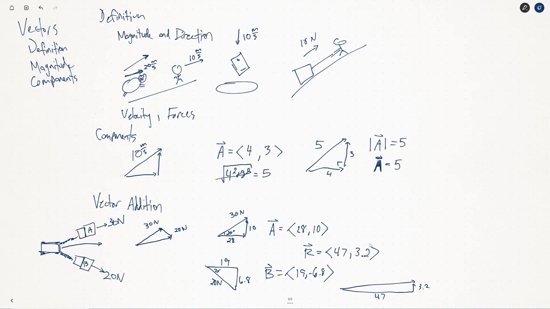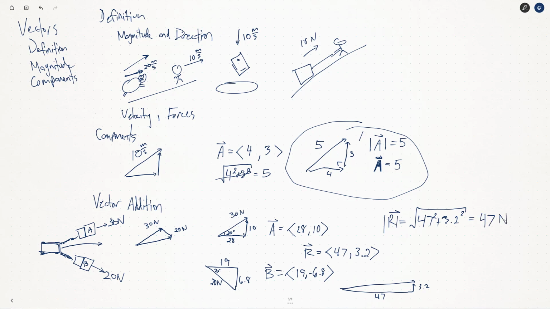So the way we're going to find the magnitude is just how we did up here with our example vector. So we just use the Pythagorean theorem. We write that out, it would just be 47 squared plus 3.2 squared, and I'm taking the square root of that. So rounding to two significant figures, that should give us 47.